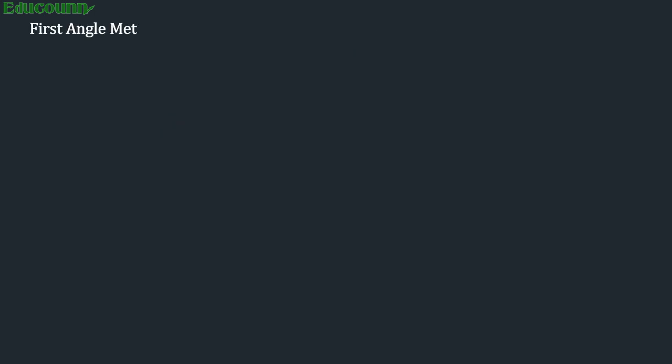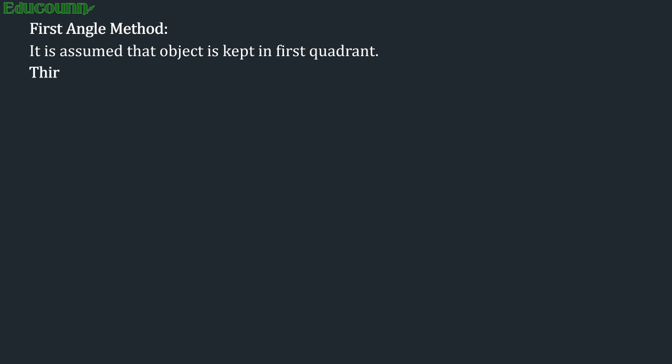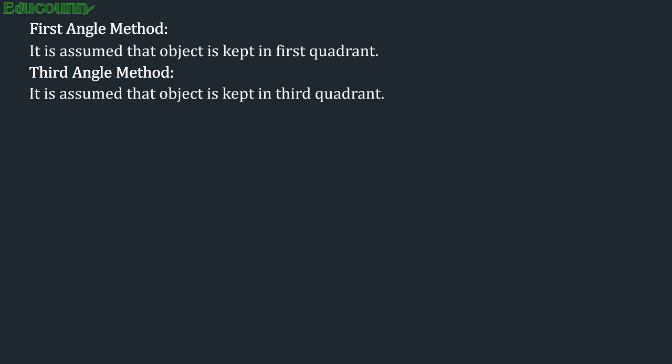So what is first angle method of projection? Whenever the object is kept in the first quadrant, or you can say it is assumed to be kept in the first quadrant, then the method is called first angle method. Now, if the same object is kept in the third quadrant, or it is assumed to be kept in the third quadrant, the method of projection used is third angle method of projection.